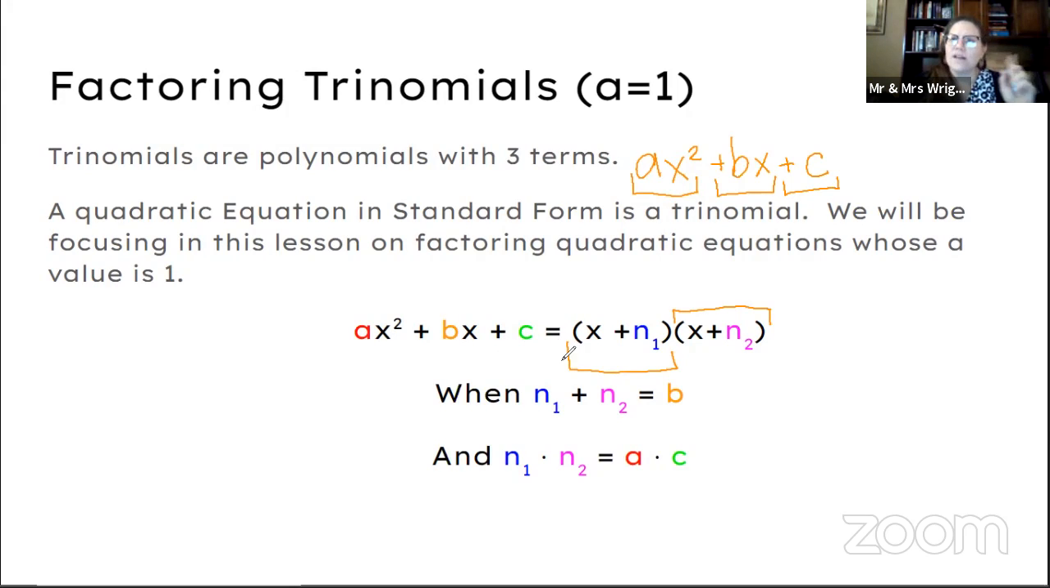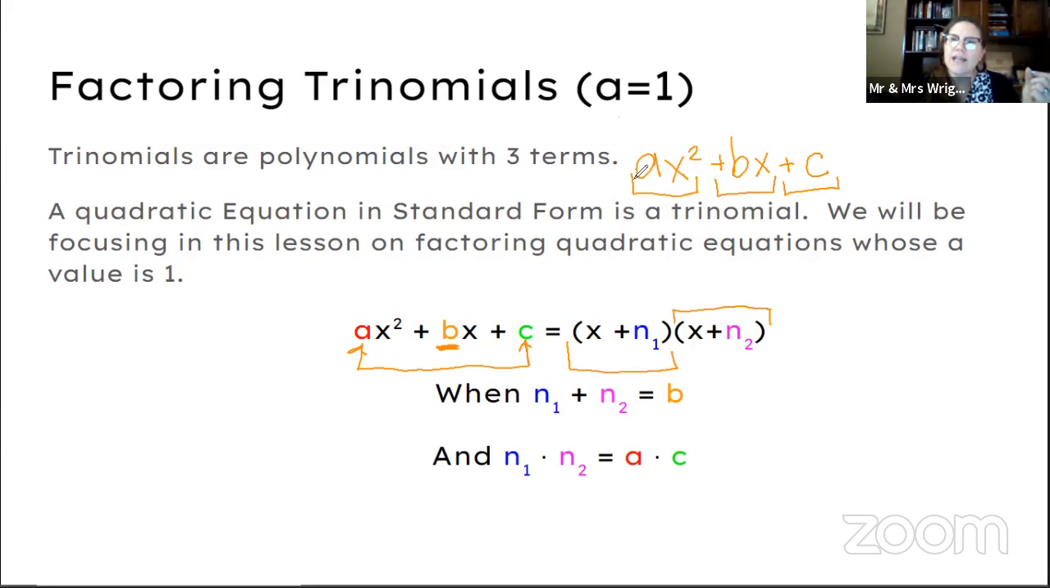Okay, now some special things of note here. In order to figure out what these factored forms are, you have to see that n1 plus n2 is going to add together to be this b right here. So n1 plus n2 is going to equal b. Those same exact numbers, when they're multiplied instead of added, are going to be a times c, okay? So a times c.